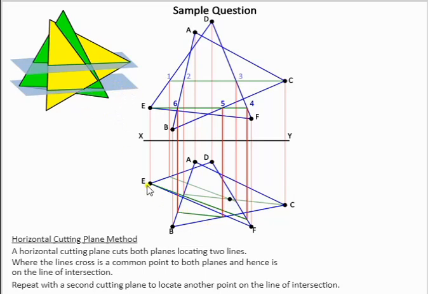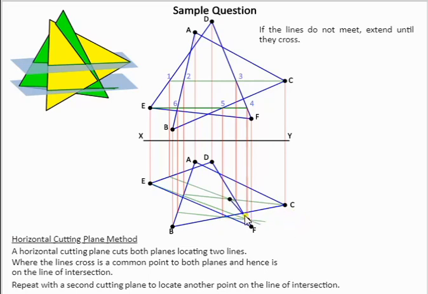So what we can do here is, in the plan view here, extend our two lines. So when we extend our two lines, we find a point that would be on the line of intersection. So this point here would be on the line of intersection. So what we do next is we join the 2 points together.